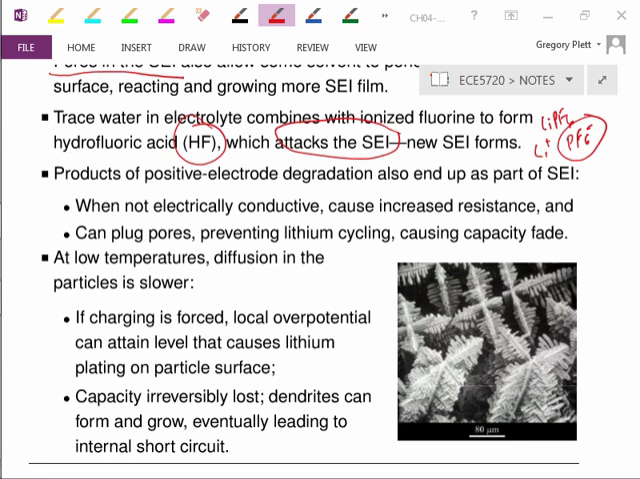When this SEI layer is not electrically conductive, it can cause an increased resistance. And when we have these materials, like Mn2+ manganese from the positive electrode coming in, it tries to intercalate into the negative electrode, just like lithium does. You know, you've got lithium plus, they're both positive ions, and they both want to intercalate into the graphite when we're charging a cell, except the manganese is physically a much larger atom and it doesn't fit.